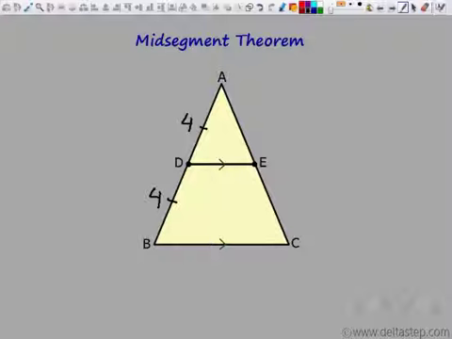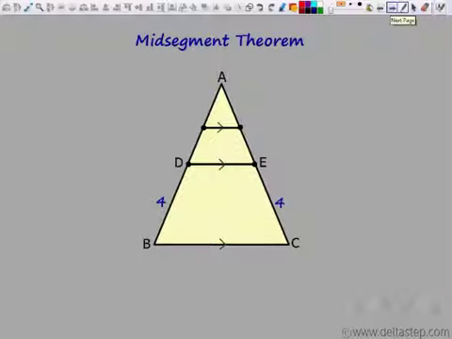Similarly, E is also the midpoint of AC. So again, these two lines will also be equal. Since AC is also 8, this would be 4 and 4 again. So now you see that you have a triangle. In the triangle ADE, you have AD which is 4 and AE again which is 4. Now, if I take the midpoint, so this is what you get.